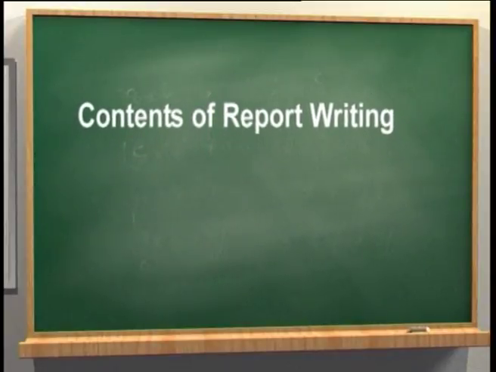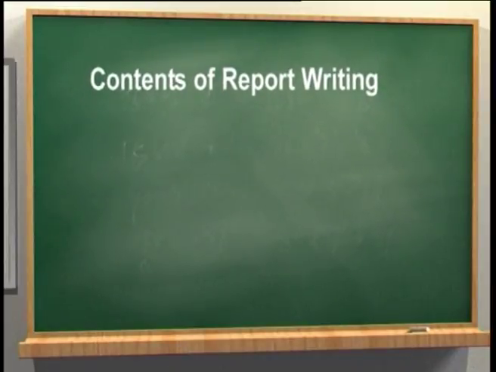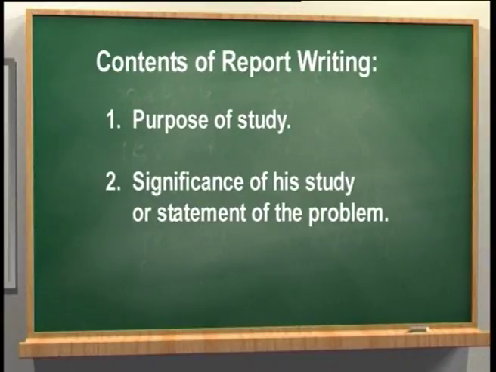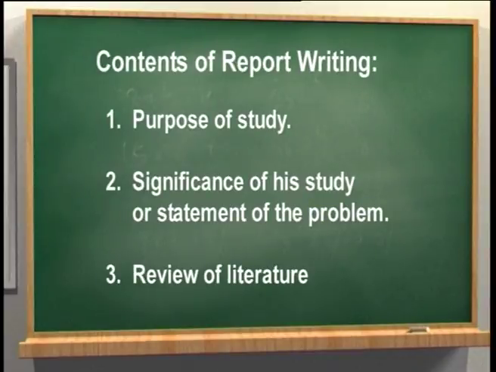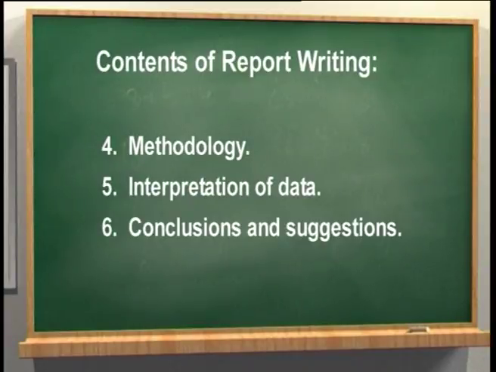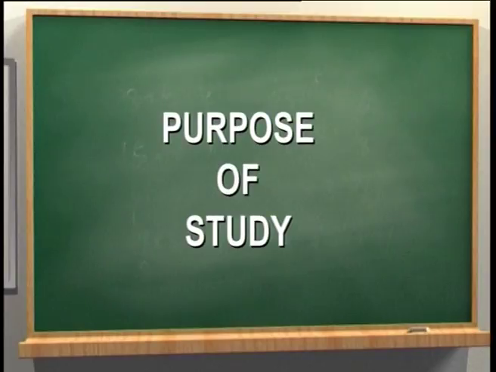The researcher must keep in mind that his research report must contain the following aspects. First, the purpose of study. Next, significance of the study or statement of the problem. Review of literature. Methodology. Interpretation of data. Conclusions and suggestions. Bibliography and appendices. These can be discussed in detail.